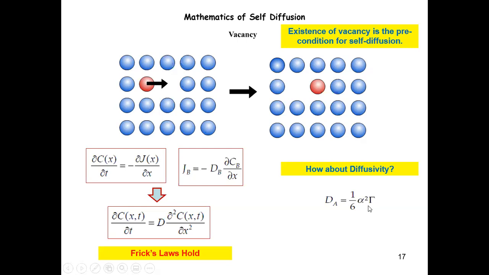And this gamma is the hopping rate. It's the number of hops this atom is going to make per unit time. So this is the hopping rate. And the factor 1/6 is because we're just looking at one particular direction. But this is generic, right? This still holds for both interstitial and substitutional diffusion.